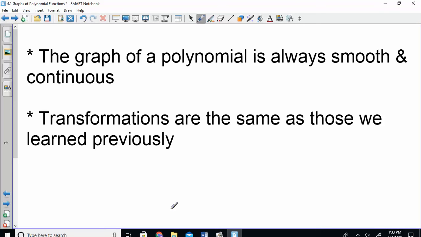If I asked about transformations, all the transformation rules are the same as what we've learned before. So there's nothing new there. Typically, we're not going to use transformations to graph these, but if we did, it's just the same thing that we've learned in the past.